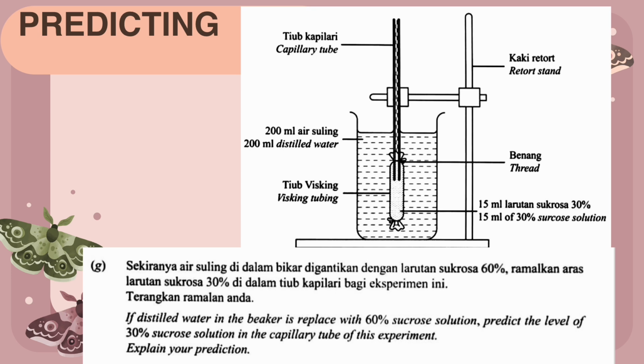This is an example for predicting questions. Okay, look at the diagram. In the diagram, you have distilled water in the beaker, and in the whisking tubing, you have 15 ml of 30% sucrose solution, and there is a capillary tube inserted into the whisking tubing. So the question: if distilled water in the beaker is replaced with 60% sucrose solution, predict the level of 30% sucrose solution in the capillary tube of this experiment. Explain your answer.